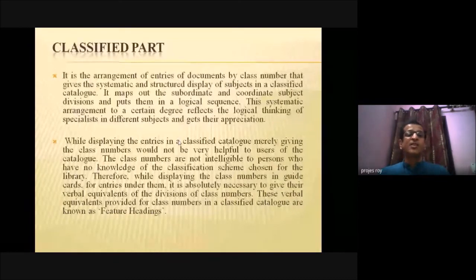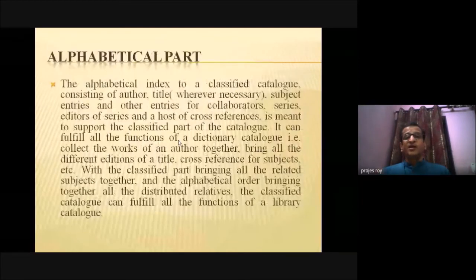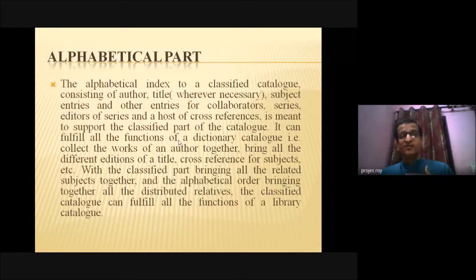It's confusing. In the alphabetical part, you are using the same alphabetical order, series, collaborator, whosoever is responsible for that book, it will come that way. It can fulfill the function of a dictionary catalog, collecting the works of an author together, bringing together all the different editions of the title, cross-references, subjects, etc. With the classified part bringing together all the related subjects, and the alphabetical order bringing together all the distributed relatives, the classified catalog can fulfill the functions of a library catalog.